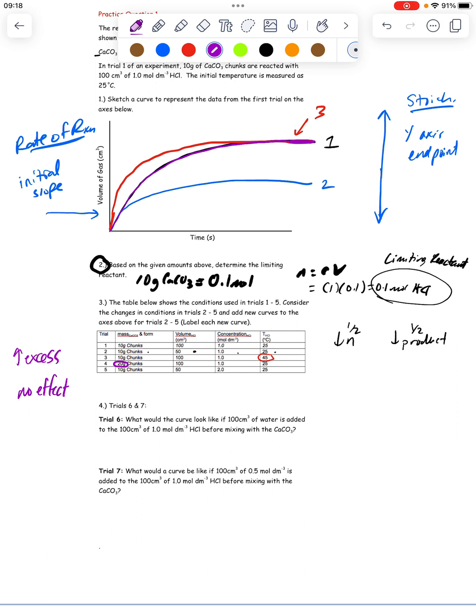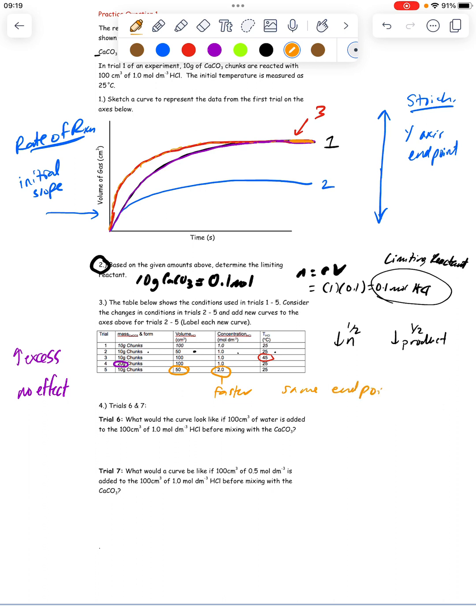Okay, and 5. The original mass, let's see, what have we changed this time? Well, we've halved the volume, but we've also doubled the concentration. And that means the moles of HCl are the same, so we are going to end at the original spot, but we've doubled the concentration, and that means it's going to be faster, about twice as fast probably. So that means it's going to look a lot like the red trial, the higher temperature trial, which is faster, but equal moles, so same endpoint.